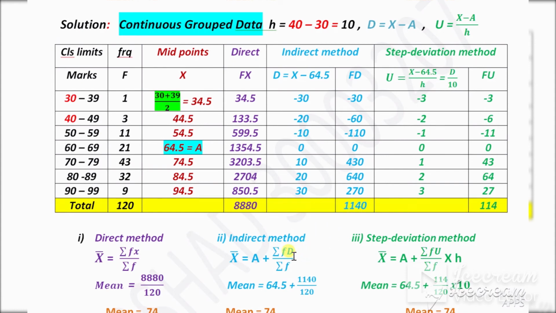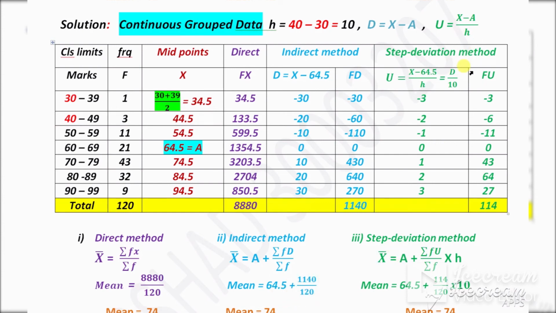Now replace here for summation fd 1140, summation f which is 120, and a which is assumed value which is 64.5. So first divide, then add up the answer together. We will get 74. 74 is our mean.